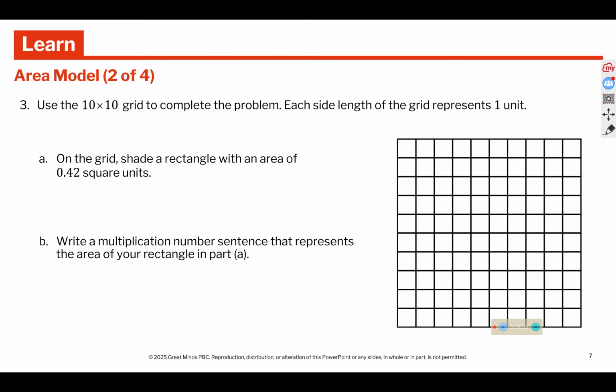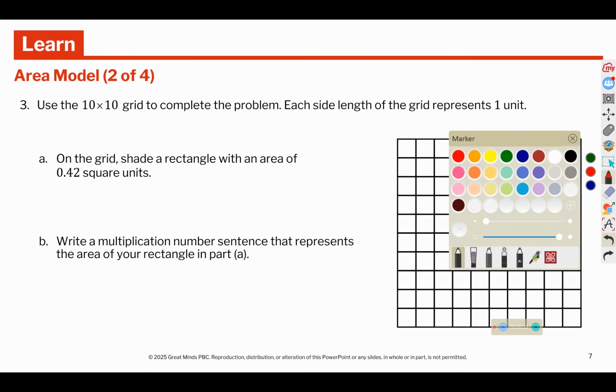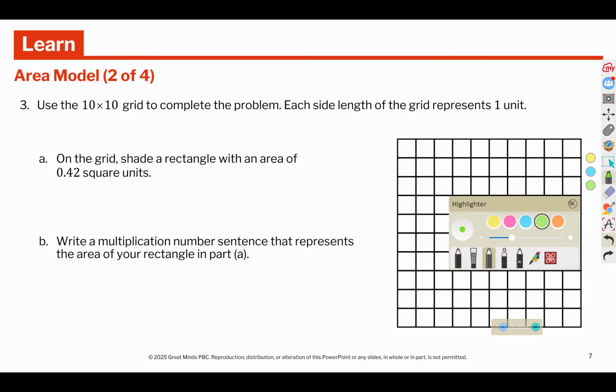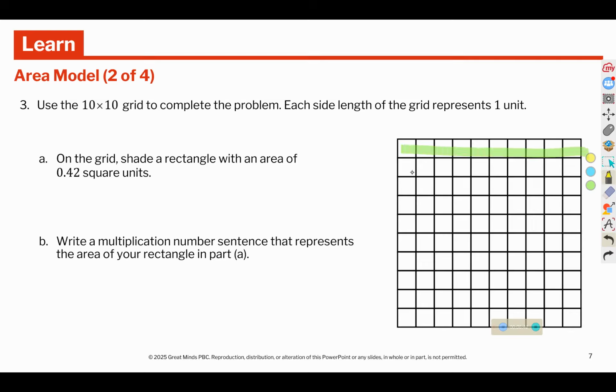Number 3 says use the 10 by 10 grid to complete the problem. Each side length of the grid represents 1 unit. On the grid, shade a rectangle with an area of 4.42 square units. So if we're creating a rectangle, I can't go 10, 20, 30, 42 because that shape would not be a rectangle. So we need to come up with a way to get to 42, creating a rectangle.